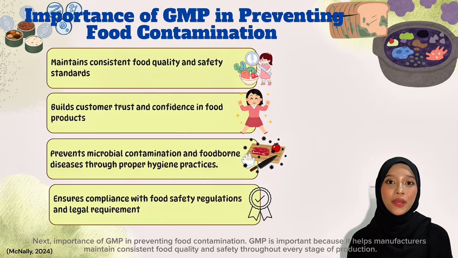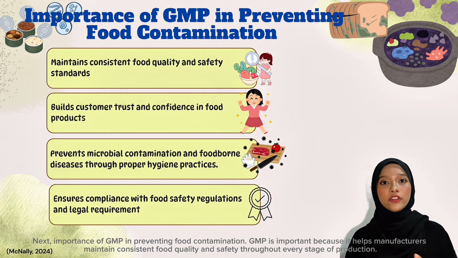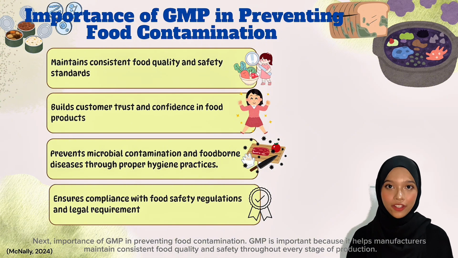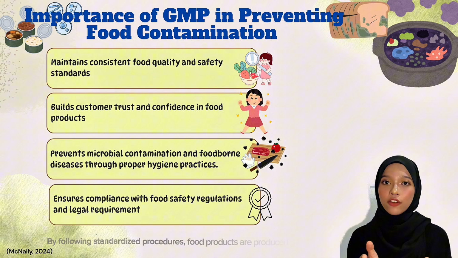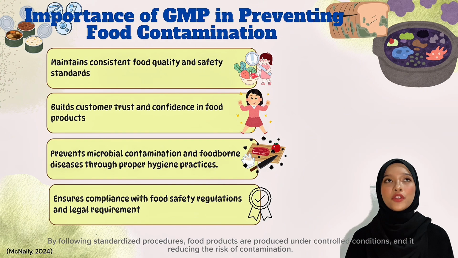Next, importance of GMP in preventing food contamination. GMP is important because it helps manufacturers maintain consistent food quality and safety throughout every stage of production. By following standardized procedures, food products are produced under controlled conditions, reducing the risk of contamination.